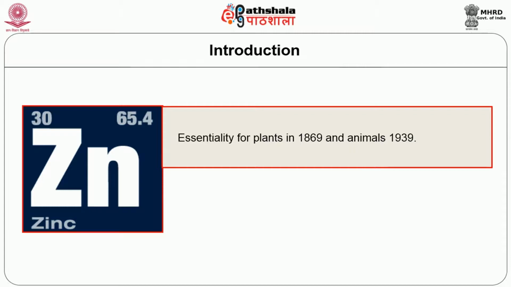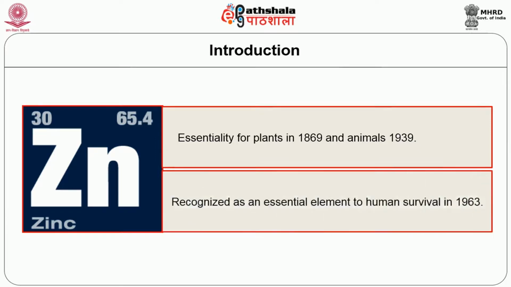Zinc's essentiality was discovered in 1989 for plants, followed by animals in 1939. It was recognized as an essential element for human survival in 1963. This is known as a micronutrient because its requirement for the body is in small quantities, micrograms to milligram quantities, and so it is known as a micronutrient.